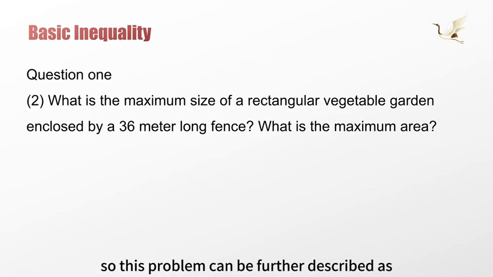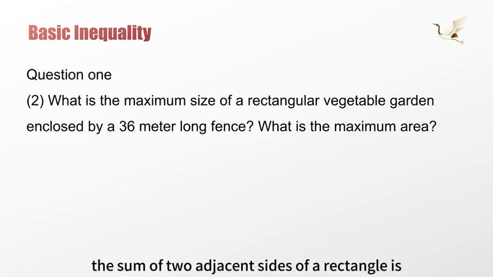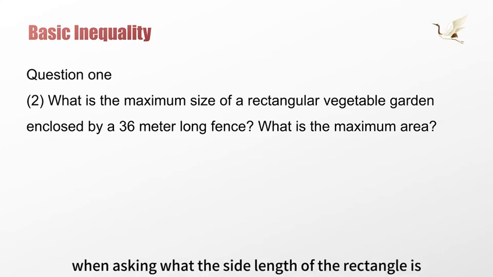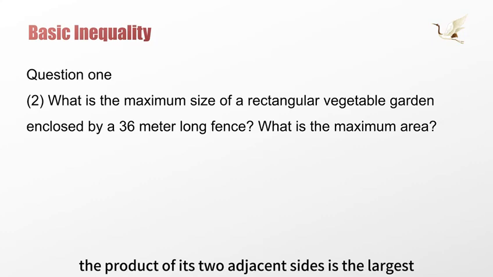So this problem can be further described as knowing that the sum of two adjacent sides of a rectangle is a constant value of 18 meters. What should the side lengths of the rectangle be so that the product of its two adjacent sides is the largest?